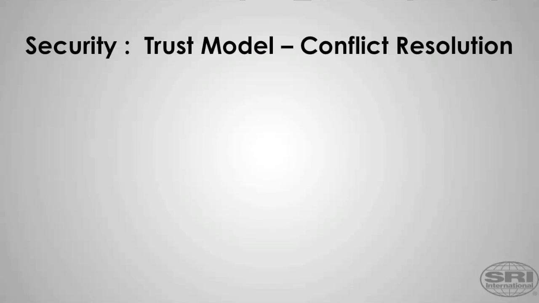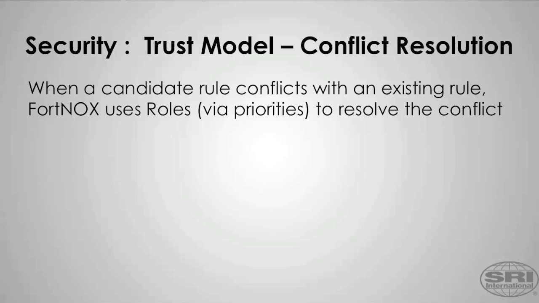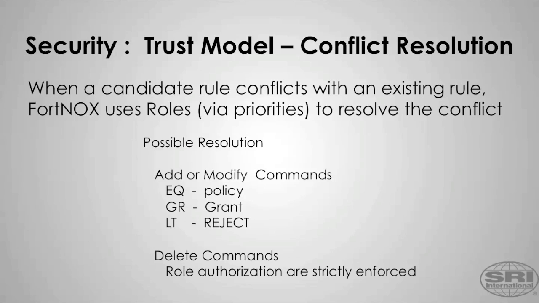When a candidate rule is found to conflict with the current existing set of flow rules, FortNox employs a conflict resolution policy to determine which rule should be accepted and which should be discarded. FortNox consults the digital signatures of the conflicting rules to determine which rule is associated with a higher authorization role. In the case of the flow rule add or modify commands, if the candidate rule is signed with an authorization role greater than the existing rules in conflict, then the update is allowed. If the candidate rule is signed with a lower authorization role, then the candidate rule is rejected.